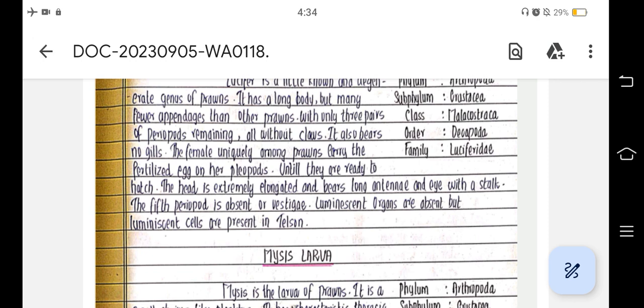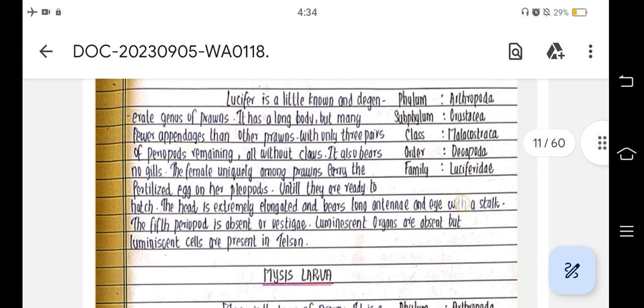The head is extremely elongated and bears long antennae and eyes with a stalk. The 5th periopod is absent or vestigial. Luminescent organs are absent, but luminescent cells are present in the telson.